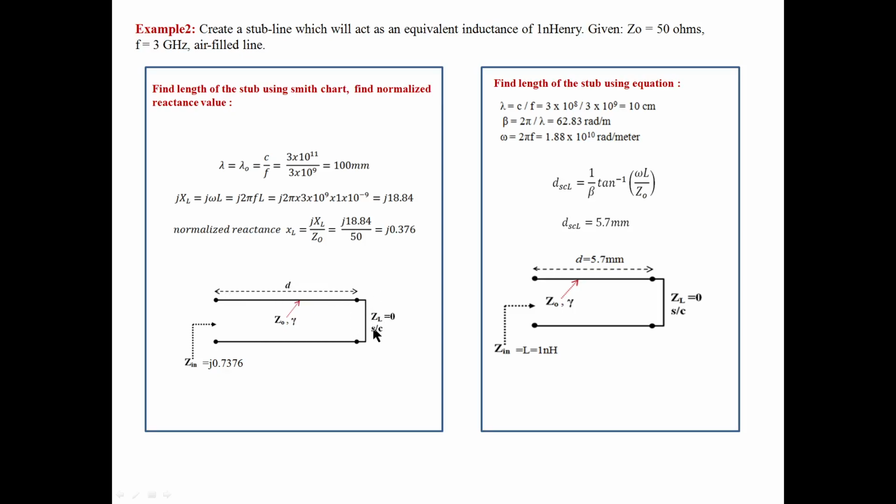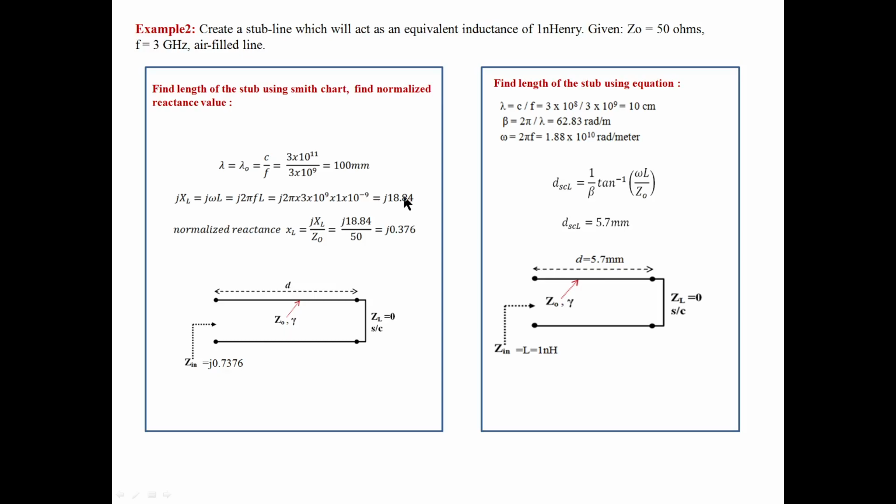How to find that? You can do it easily from the Smith chart. To do that, you take the given inductor, 1 nanohenry is required, and get a reactance value. What is the reactance value? Omega L, 2 pi f L. I have done this. What is the reactance? 18.84. This is the reactance.